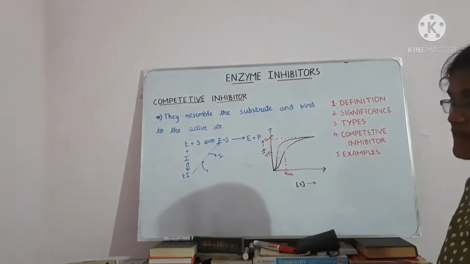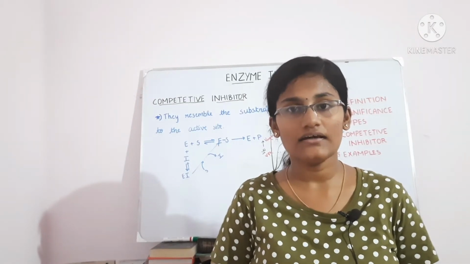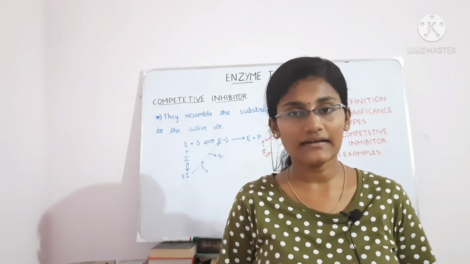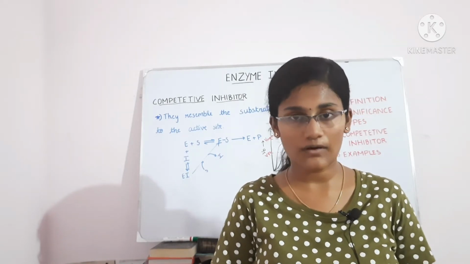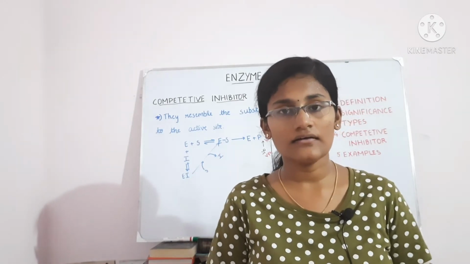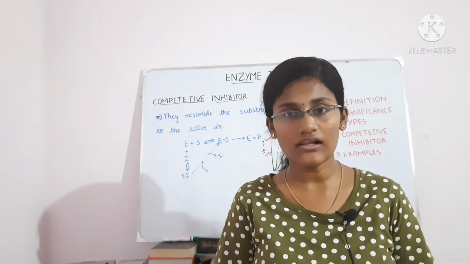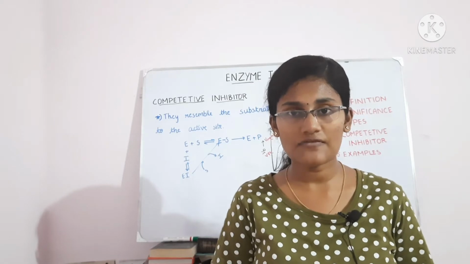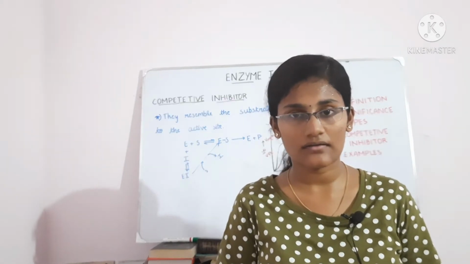So the definition of enzyme inhibitors is that enzyme inhibitors inhibit the activity of the enzymes. They inhibit the catalytic activity of the enzyme, and thus the products are not formed from the substrates. And the enzyme inhibitors can be natural or artificial, and there are majorly two types. They are reversible enzyme inhibitors or irreversible enzyme inhibitors.